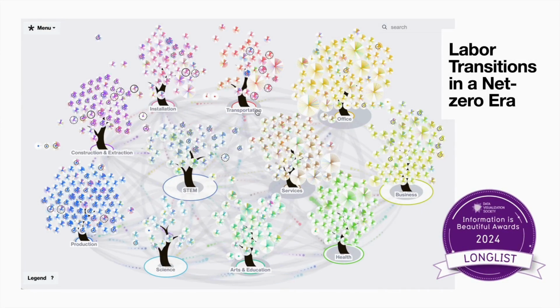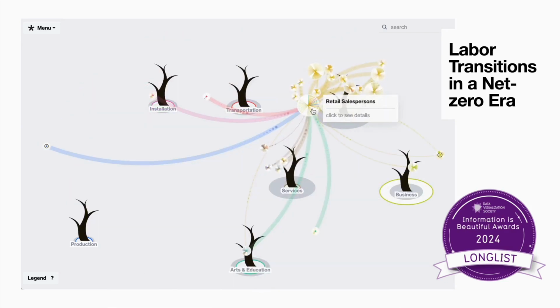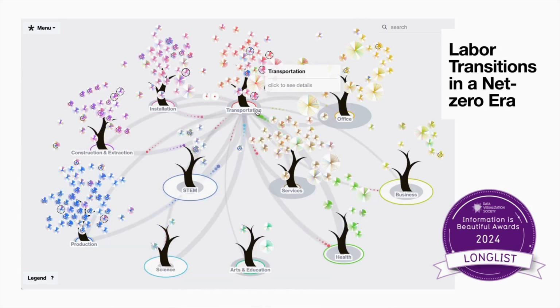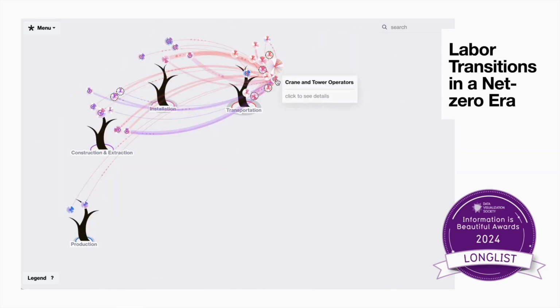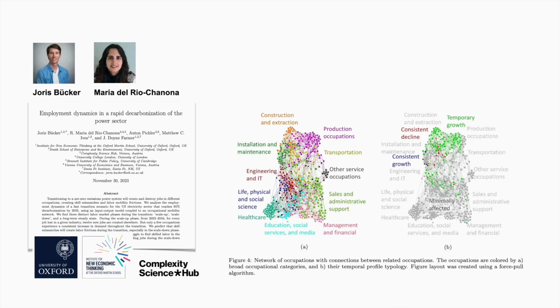Another network project I work on explores neighbor transitions in a net zero era. It visualizes the findings of the research paper in collaboration with INET Oxford. I used the metaphor of an orchard garden to symbolize the dynamics and exchanges in the job market. Like the previous projects, it started as a complex technical network. Nodes representing occupations, links showing transitions between them.